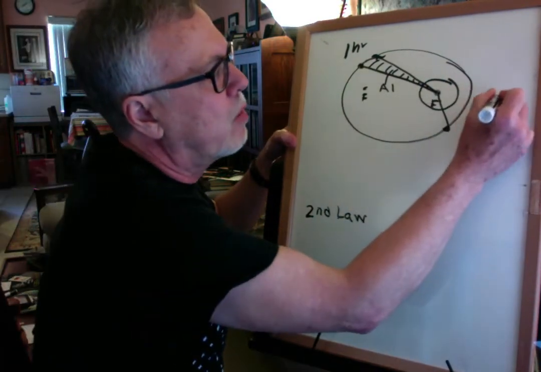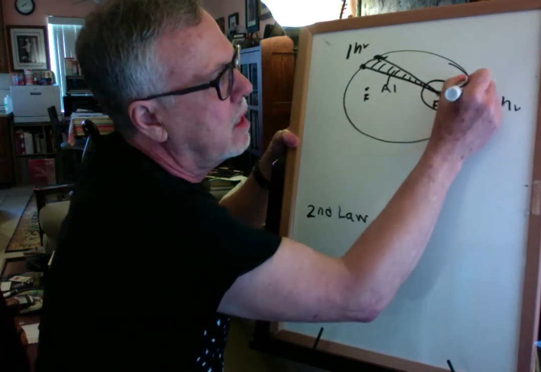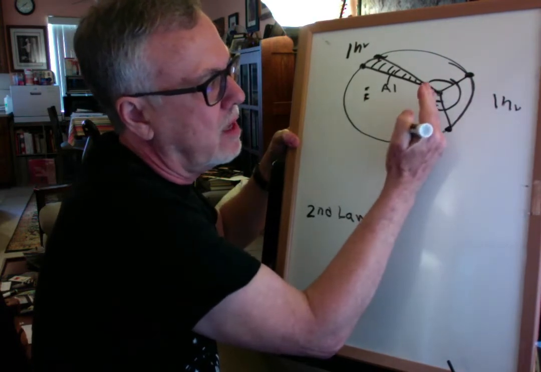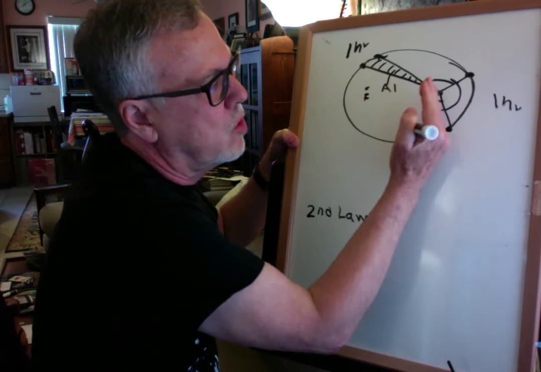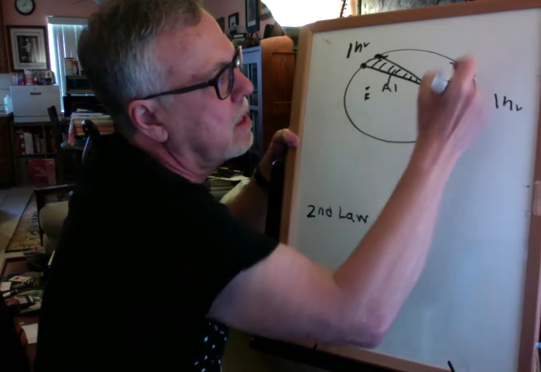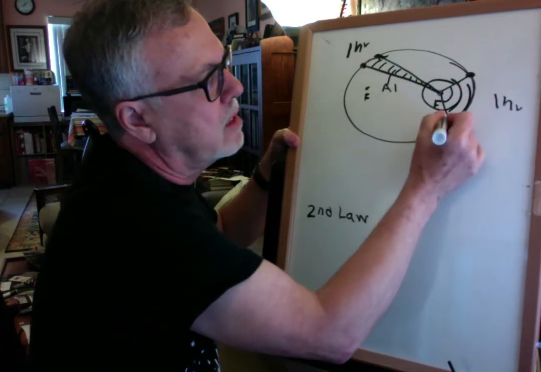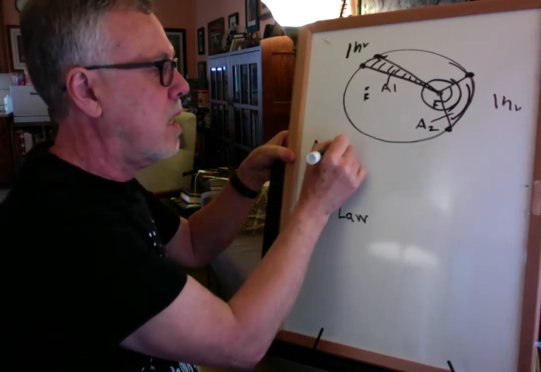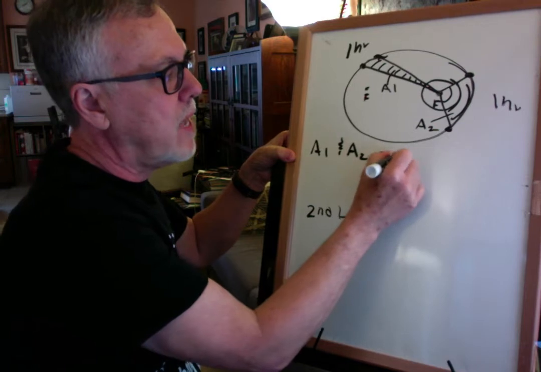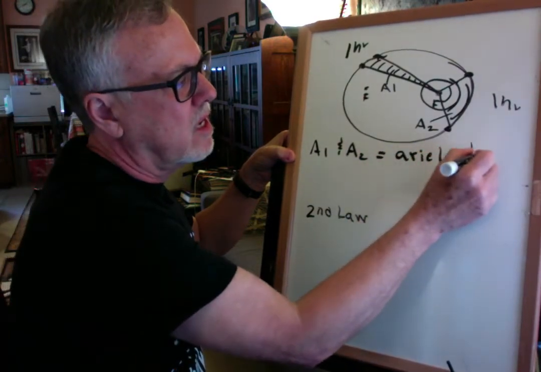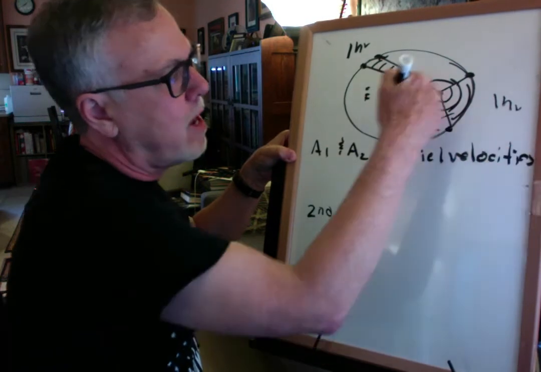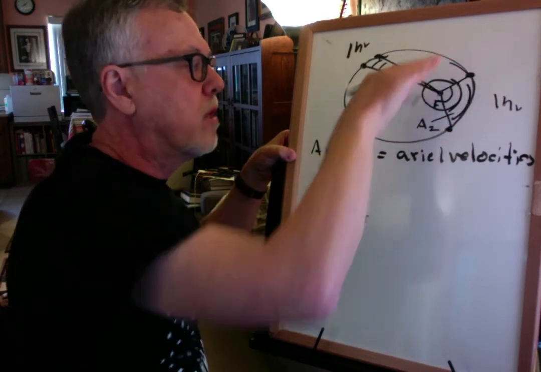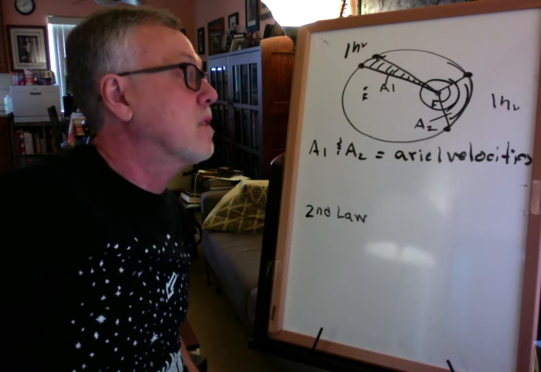So again, we wait 1 hour, and as that happens, the satellite will move over there. Again, the line that connects the focus centered on the moon to the satellite moves with the satellite, and it basically makes that area right there, Area 2. Area 1 and Area 2 are defined to be areal velocities, just a fancy name for the area that the line connecting the moon center to the satellite has swept out for a given time, in this case 1 hour.